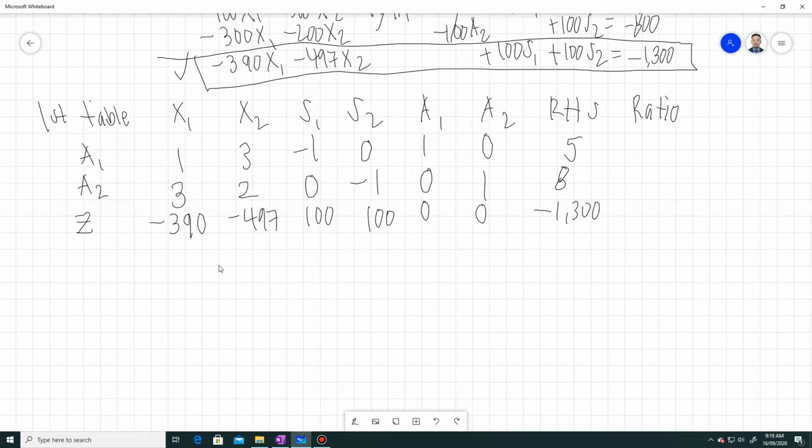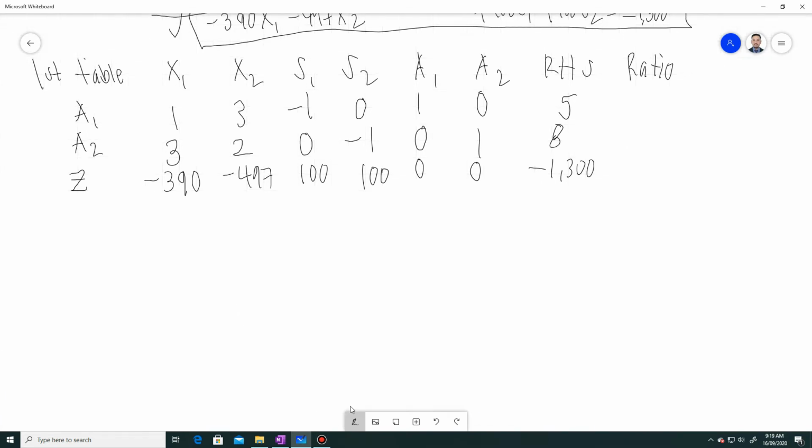So the next step is to get the entering variable. For the entering variable, we will refer to the z row, and we will get the lowest z value, which is negative 497. We will encircle this and mark this as the entering variable.